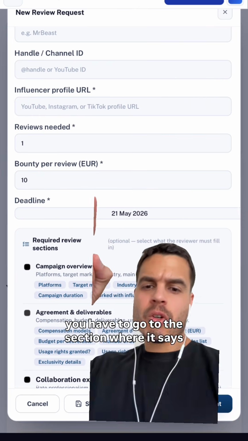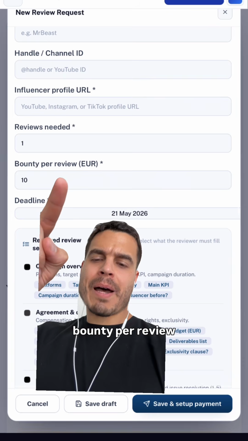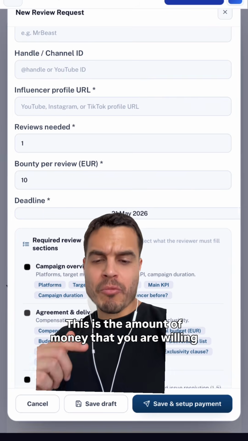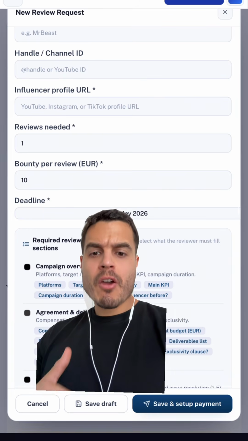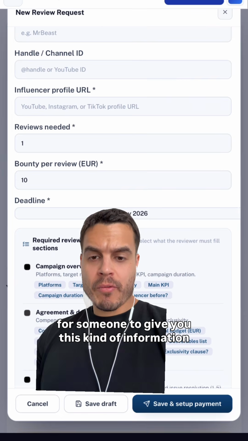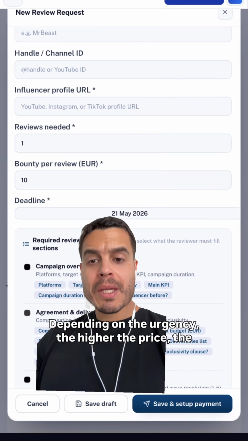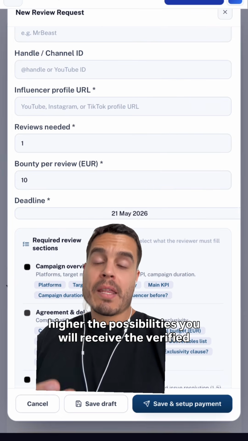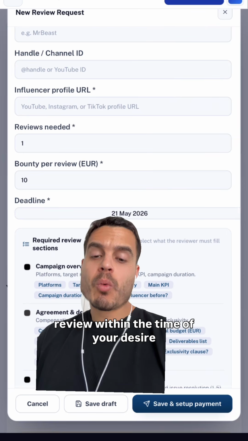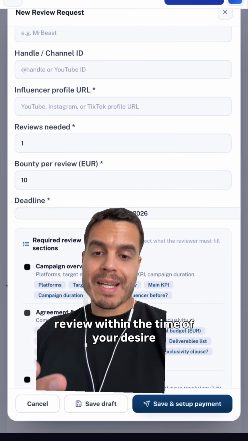And most importantly, once you have clicked all of the information that you want, you have to go to the section where it says Bounty per review. This is the amount of money that you are willing to pay for someone to give you this kind of information. Depending on the urgency, the higher the price, the higher the possibilities you will receive the verified review within the time of your desire.